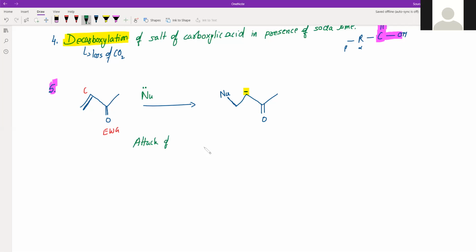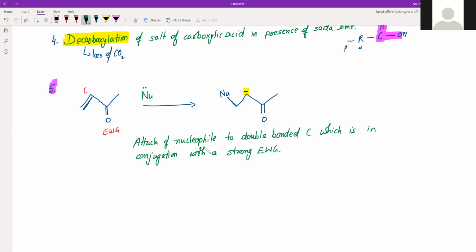Attack of nucleophile to a double bonded carbon which is in conjugation with a strong electron withdrawing group, that is in this case oxygen. So that is how these carbanions are formed.